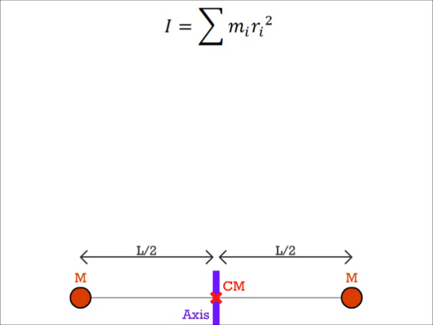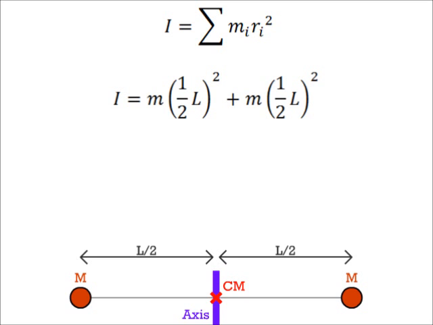We can say that the inertia is equal to the sum of the inertias for each point mass, which is equal to mr squared. And so if we add up the mr squared for each point mass, we get rotational inertia is equal to m(L/2) squared plus m(L/2) squared. In turn, this is just equal to 1/2 mL squared.